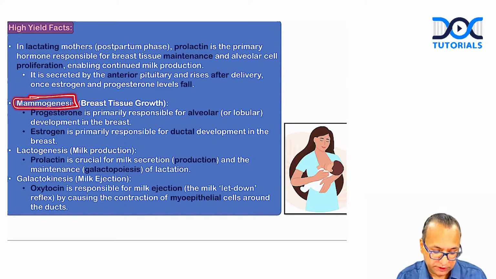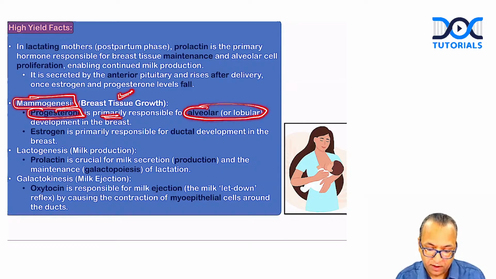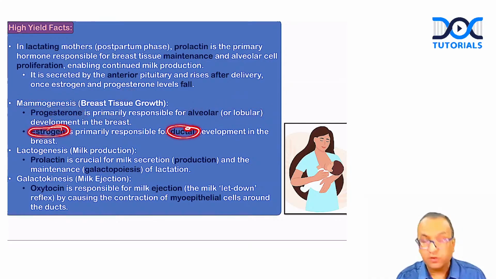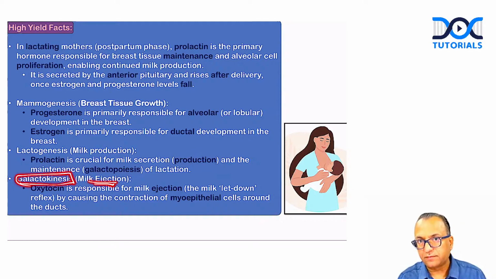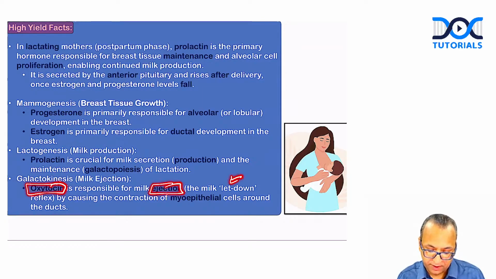When you talk about mammogenesis, that is breast tissue growth, maybe at puberty or before pregnancy or during pregnancy also, progesterone is primarily responsible for alveolar or lobular development. If estrogen, it is working on the ducts. If it is lactogenesis, milk production, or galactopoiesis, meaning maintenance of lactation, it is prolactin, secreted by the anterior pituitary. And if you say galactokinesis, milk ejection, then it is oxytocin. This oxytocin is basically for the ejection letdown effect by contraction of myoepithelial cells.